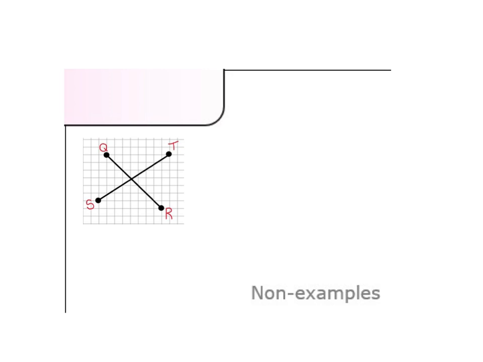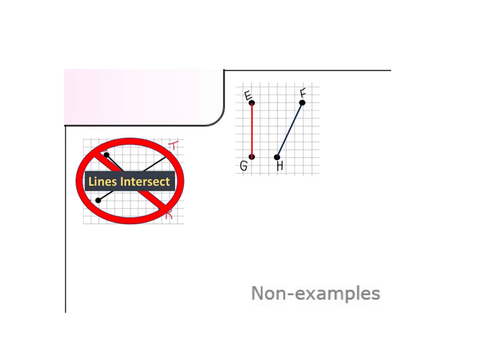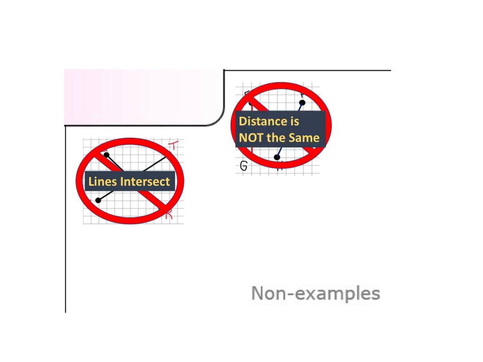In this first figure, line ST and line QR intersect. This means that they are not parallel because parallel lines do not intersect. In this figure, line GE and line HF do not maintain the same distance apart. These two lines are not parallel because the distance between them does not stay the same.